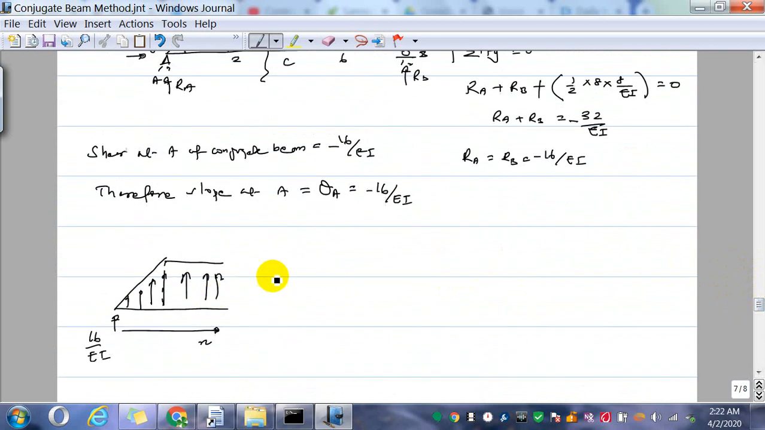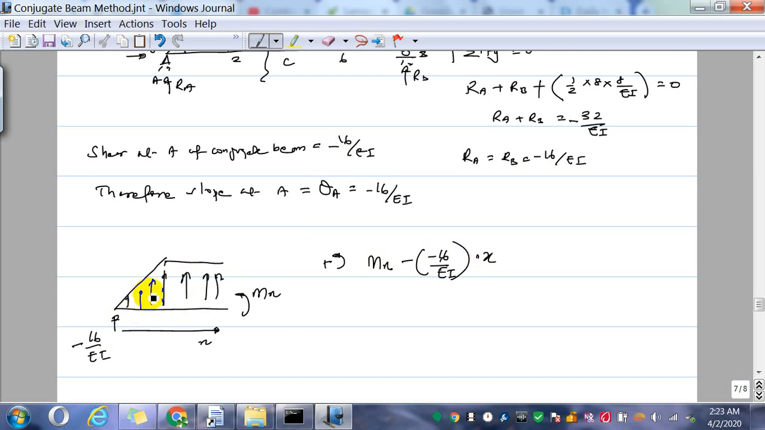Now if I take a section here, I have to put Mx. Positive moment is 0, so I have Mx minus 16 over EI. Actually it is minus 16 over EI, because I marked it upward and it's a minus 16 value, so I have to mark it correctly. That's why Mx has minus 16 over EI into x, that is the moment due to this load.